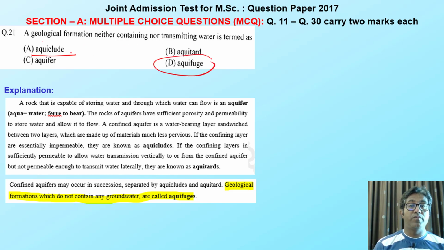In aquiclude, you have some water, but it is not permeable. In aquifer, you have water in it, whereas in aquitard you cannot transmit water horizontally, but you can transmit water in a vertical direction. It is known as aquitard. My option is D, where we don't have water in any geological formation. It is known as aquifuge.